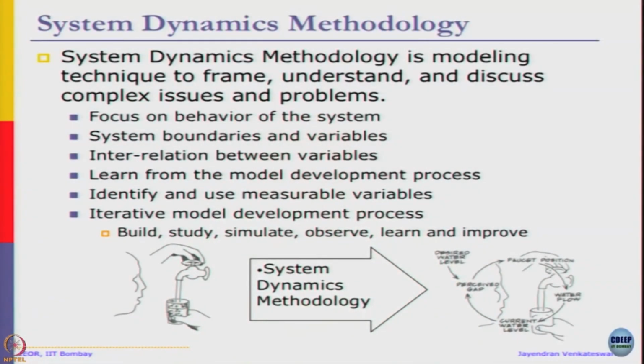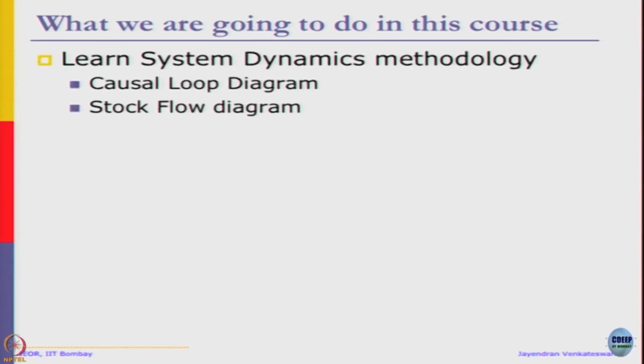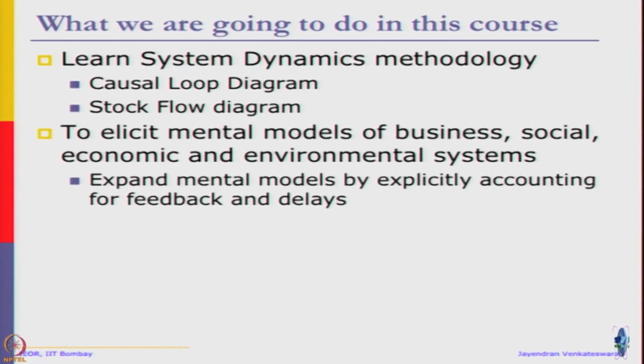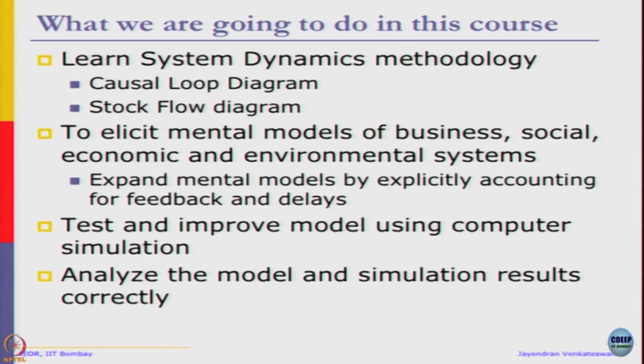So, taking any physical or economic or social or environmental phenomenon, we will try to apply a systematic methodology, so we can build some appropriate models out of it, and further our understanding. In our course we are going to learn causal loop diagrams and stock flow diagrams. We are going to elicit mental models of business, social, economic, environmental systems, explicitly accounting for feedback and delays, test and improve the model using computer simulation, and analyze the model and simulation results correctly. It is not enough to just build the model, we need to actually analyze it.